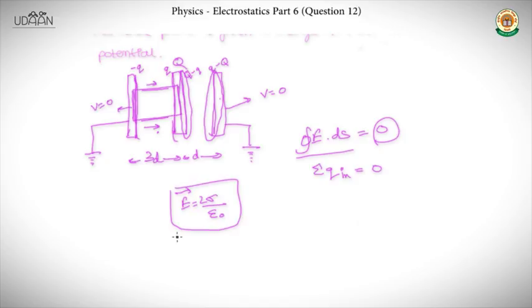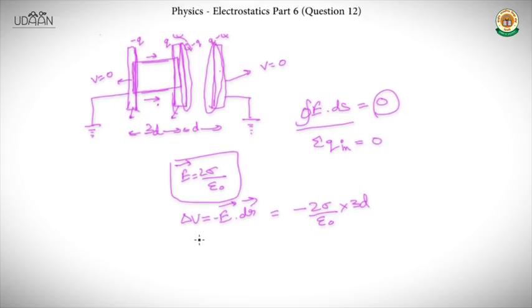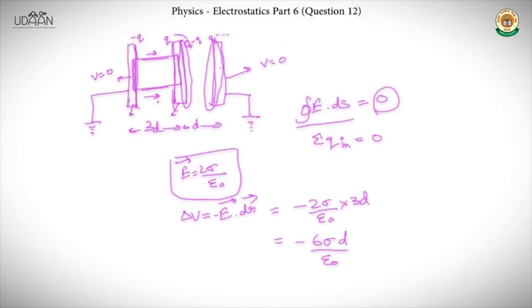So the potential difference between this surface and this surface would be delta V equal to minus E dot dr, which is equal to minus 2 sigma by epsilon naught into 3d. Similarly, this means it is equal to minus 6 sigma d by epsilon naught, which means the plate having charge Q is at a higher voltage of this value. Now what is sigma exactly? Sigma in this case is equal to Q by A.